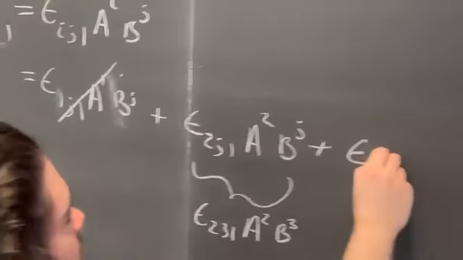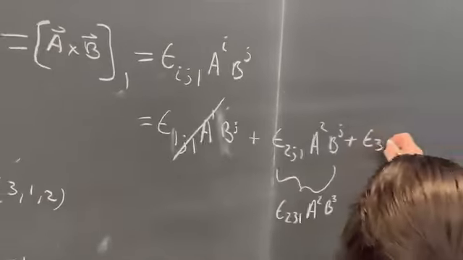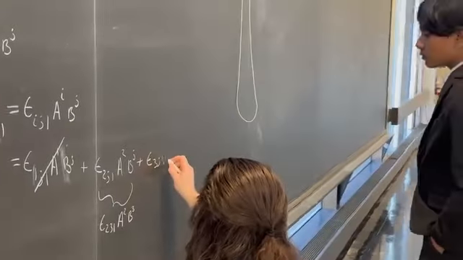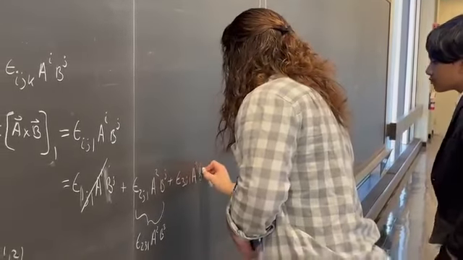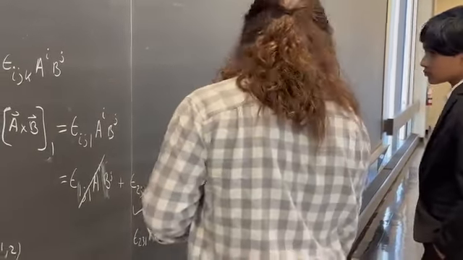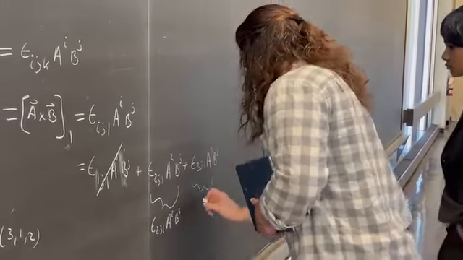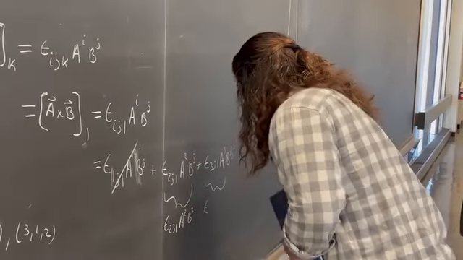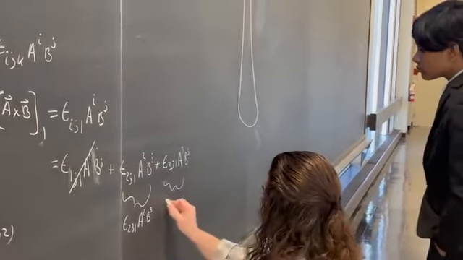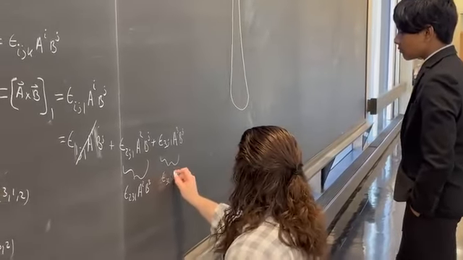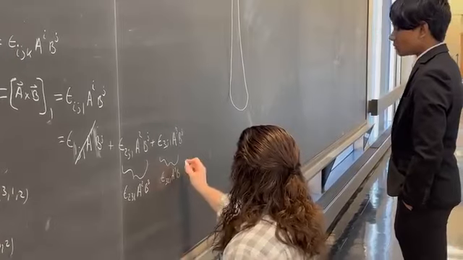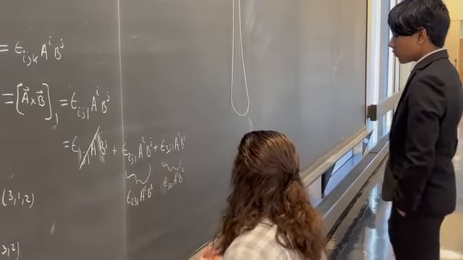So epsilon 3j1, A3, B_j. The only one that would work here is 2. So this also has to be epsilon 321, A3, B2.